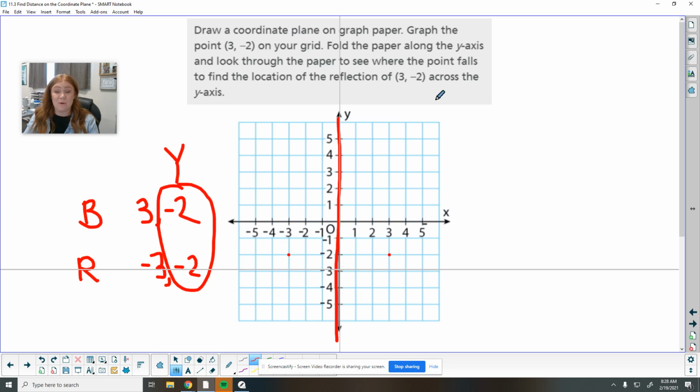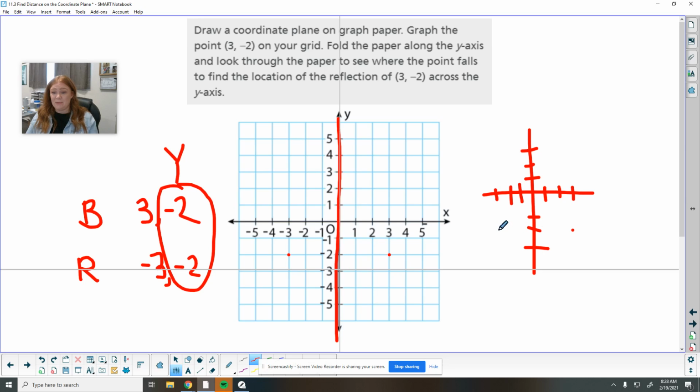So one thing it told you that you could do is get a paper and draw a grid. So it's a very simple one. 1, 2, 3, 1, 2, 3, 1, 2, 3, 1, 2, 3. So we went over 3, down 2. So draw this on your paper, fold it in half on the y-axis, and poke your paper and see where it ends up.